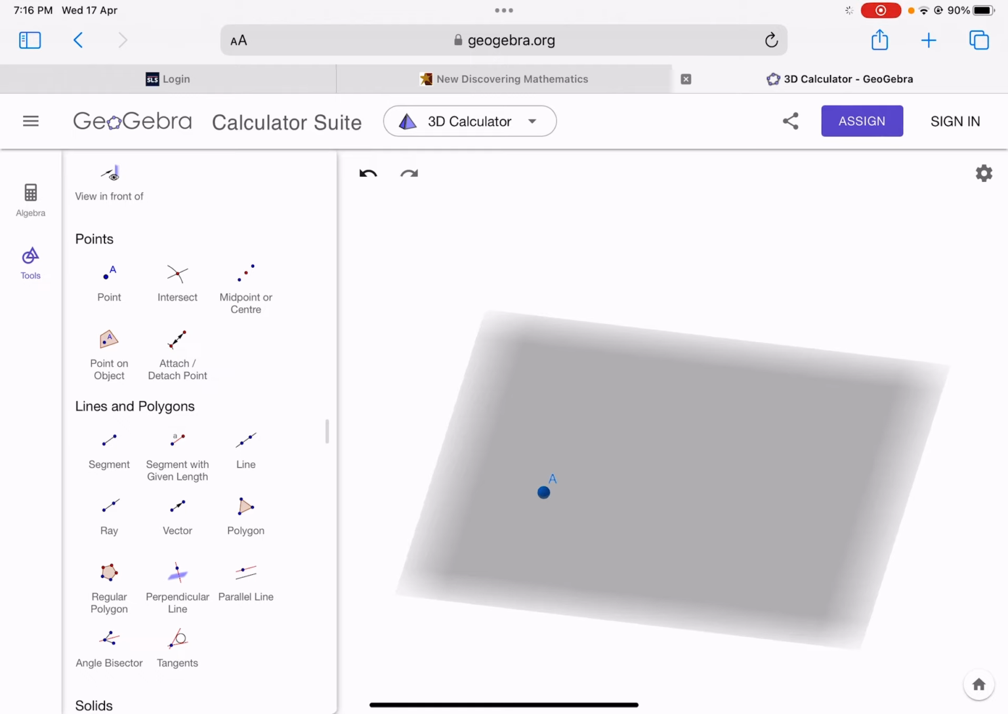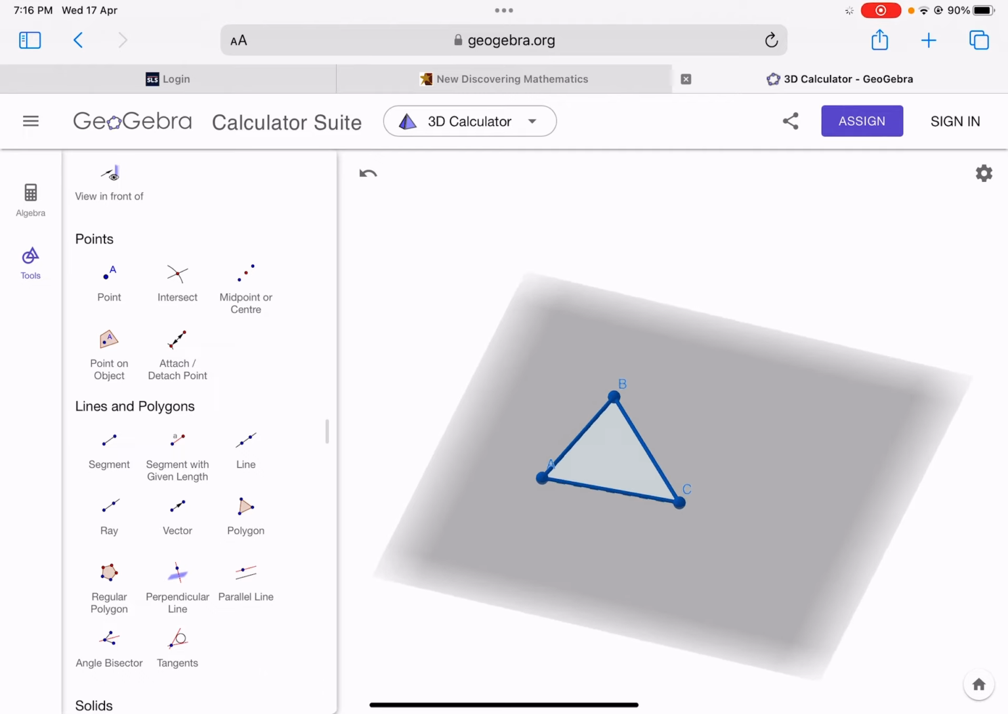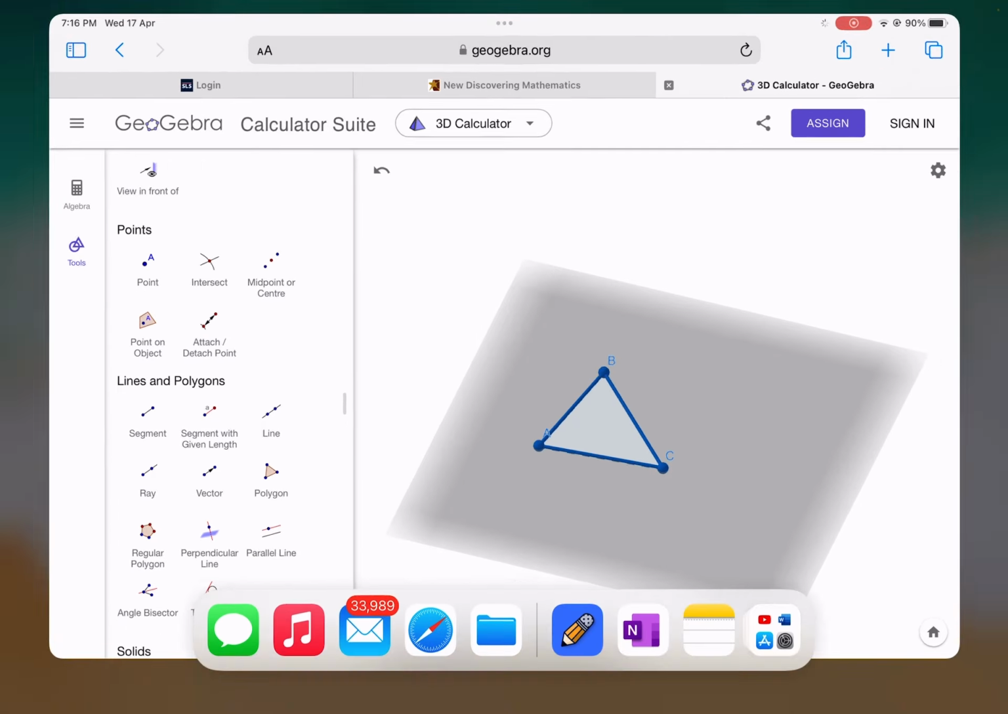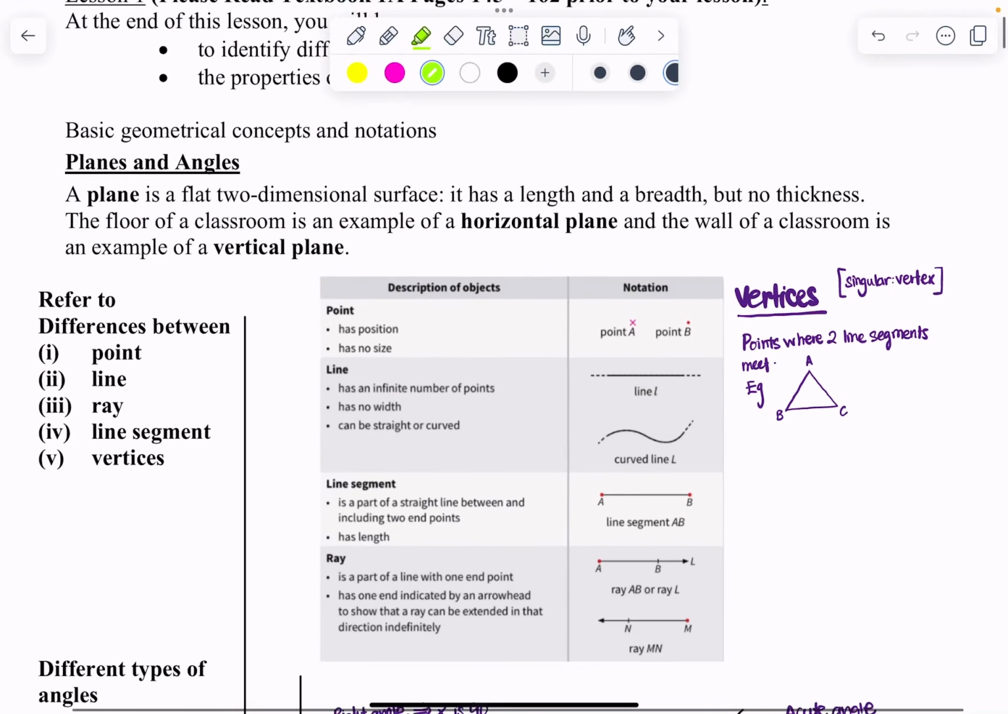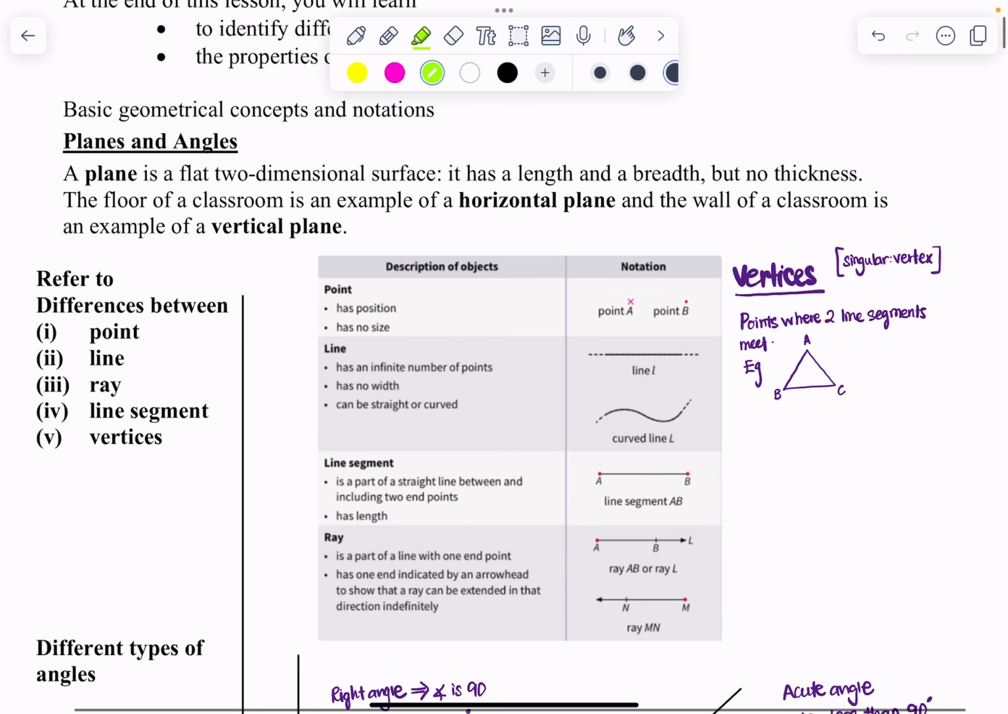Next, we are going to look at what is a vertex. What I have drawn here is a triangle ABC. The points A, B, and C are called the vertices of this triangle. So a vertex is basically a point where two lines meet. Vertex is the singular of vertices. You may want to capture all this on page 40 of your notes. You may want to pause the video here and take down the definitions as well as draw the examples to demonstrate what each of these means.